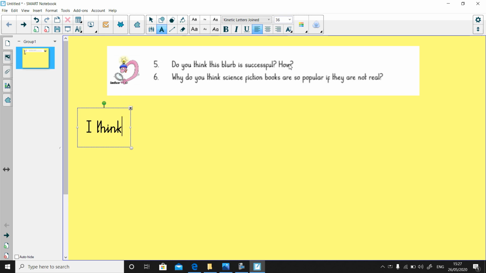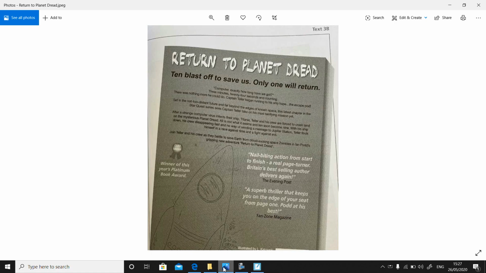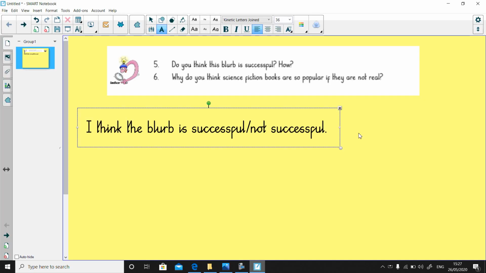So your beginning sentence will be, I think the blurb is successful. Or, if you think it isn't, put not successful. Then you need to obviously think about something that's in the text that makes you want to read it or doesn't make you want to read it. So this bit here, there was nothing more he could do. Captain Teller began running to his only hope, the escape pod. That makes me want to read this book, because actually I want to see what happens to him. Does he manage to get to the escape pod? Does he manage then to get safely to the planet after, when he's in the escape pod?